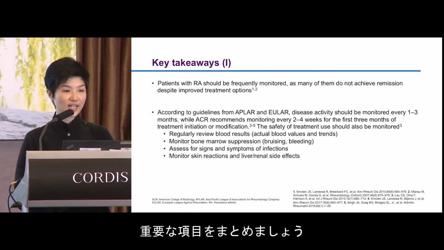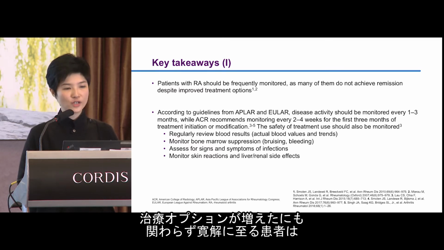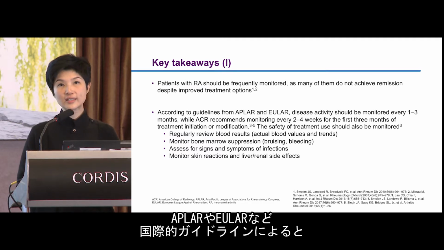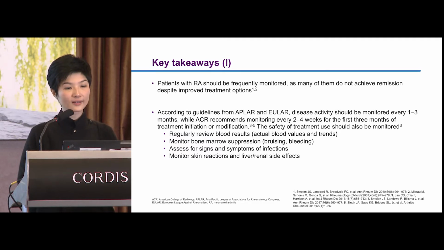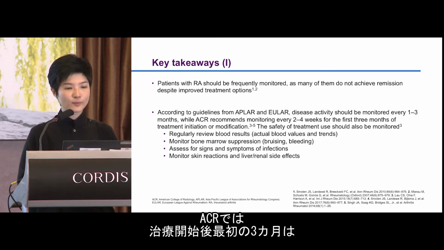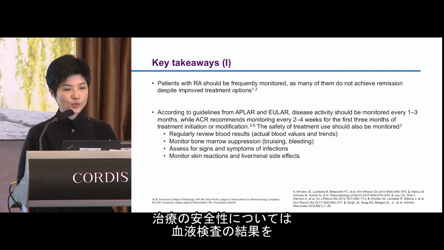So I will give you key takeaways. Patients with RA should be frequently monitored, and many of them do not achieve remission despite improved treatment options. And according to the international guidelines, APLAR and EULAR, disease activity should be monitored every 1 to 3 months, while ACR recommends monitoring every 2 to 4 weeks for the first 3 months of treatment initiation. And the safety of treatment use should also be monitored.